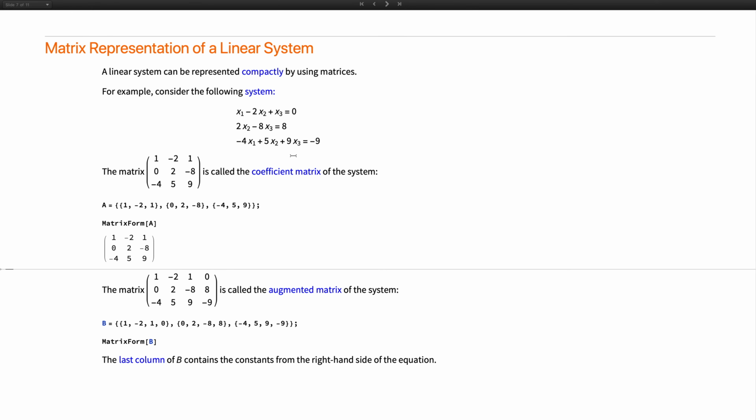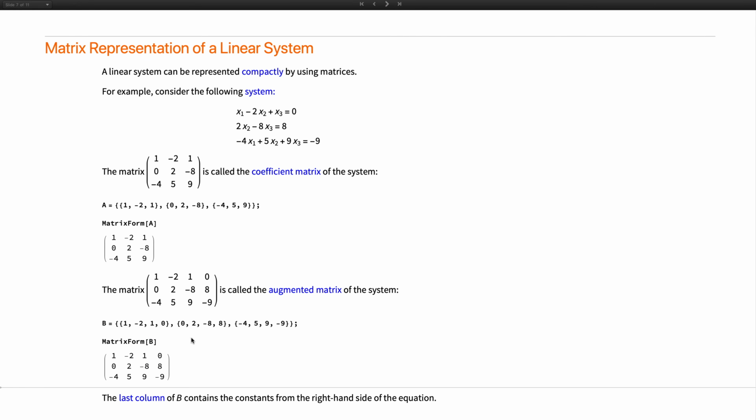But you might also want to include the right-hand sides, 0, 8, and -9, and then you get back what's called the augmented matrix of the system. So here is the augmented matrix, and here's the matrix form, which looks correct. The main point is that the last column of B, 0, 8, -9, represents the constants on the right-hand side of the equations.